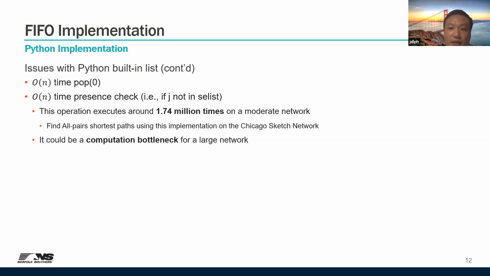So I did a small numerical test here. I ran my algorithms on the Chicago network, and this operation, which is basically the presence check, is executed around 1.7 million times. So this is quite a lot. If we could do something on these operations, the benefit on the overall running time could be significant.